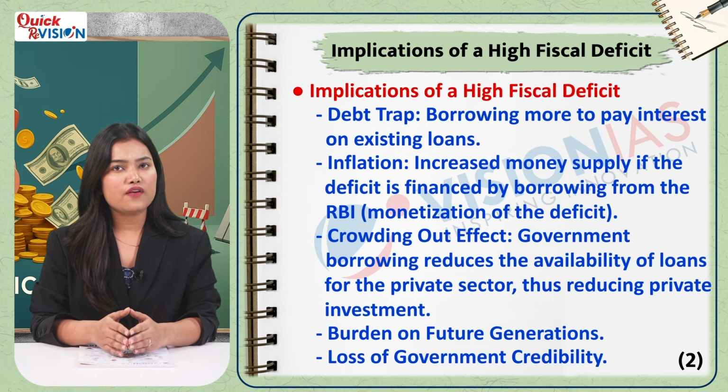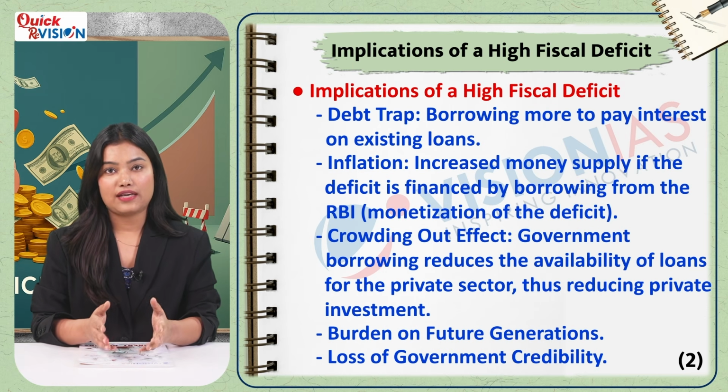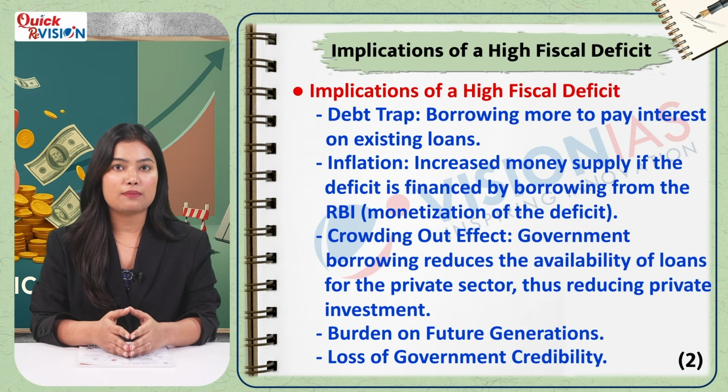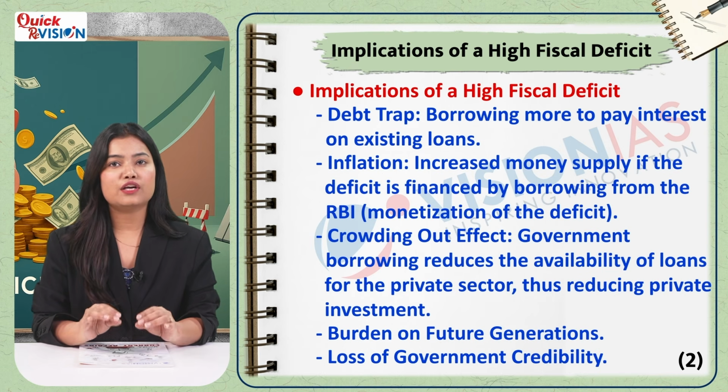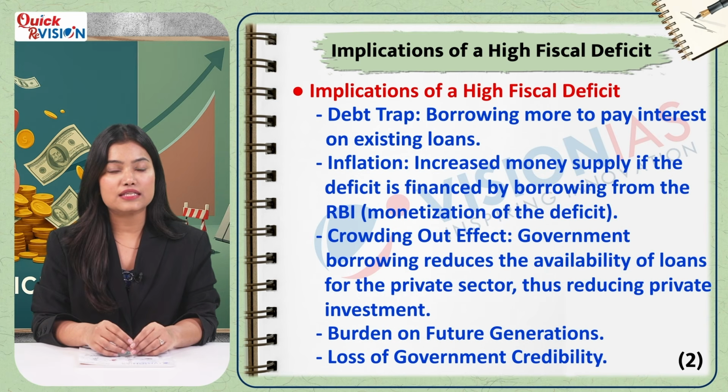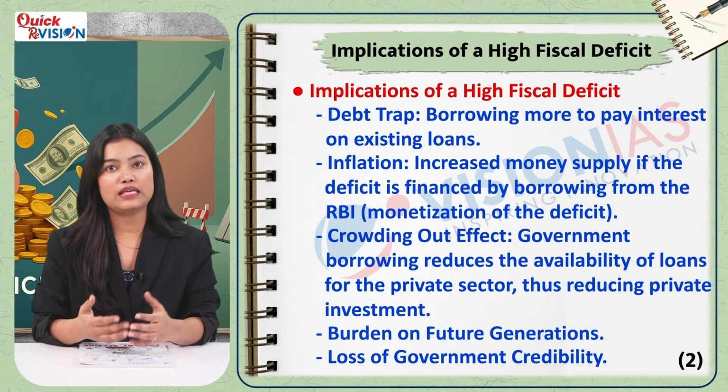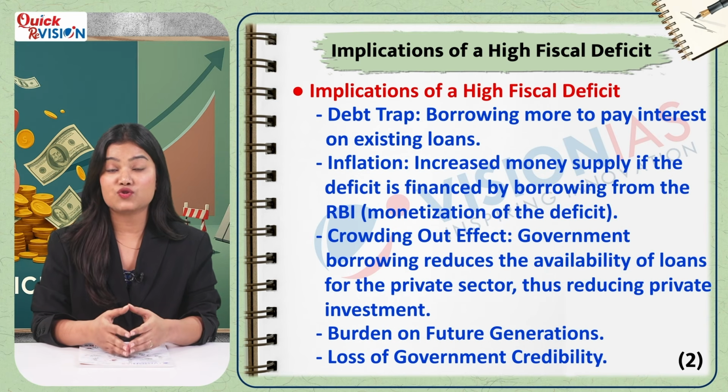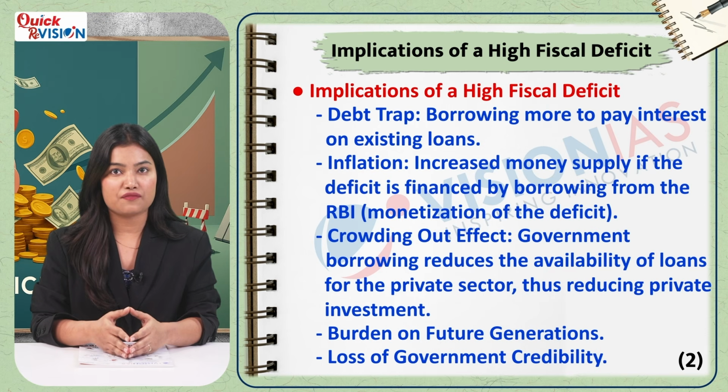Second, if the government borrows from the RBI to finance the deficit, the money supply in the market increases, which leads to inflation. Third, when the government borrows heavily from the market, less money is available for the private sector to invest, which is called the crowding out effect. And finally, it places a burden of debt on future generations.